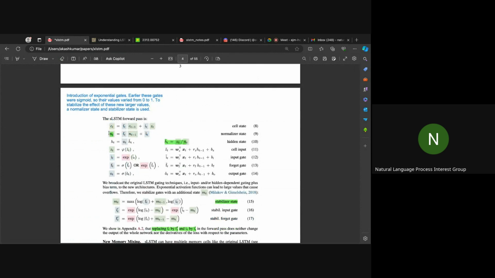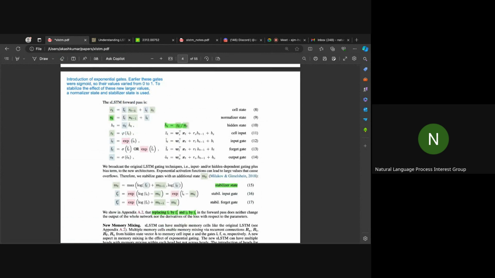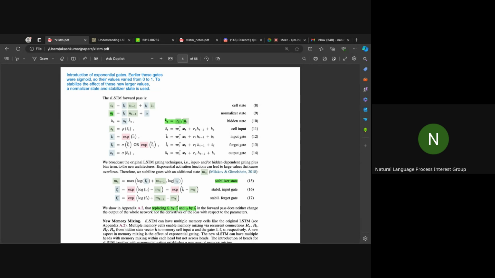The one new equation that you will see here is equation number 9, which is the normalizer state. The normalizer state is the forget gate times the normalizer state at the last time step plus the input gate. So earlier we were discussing the limitation of the LSTM architecture of not having the capability to decide which information has how much weightage. So let's see how the introduction of the normalizer state helps the model to do that.